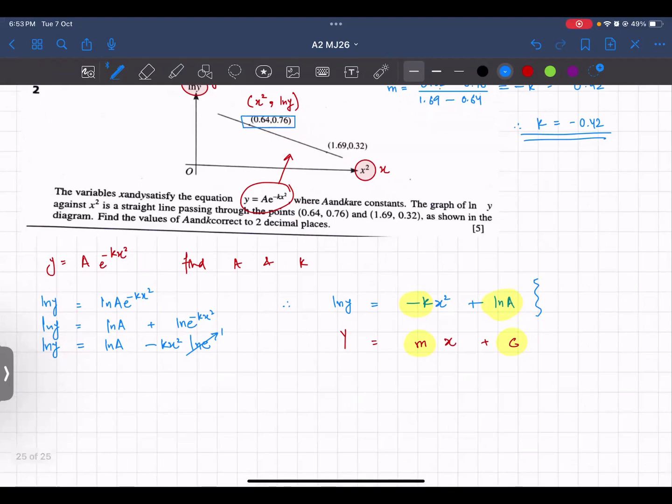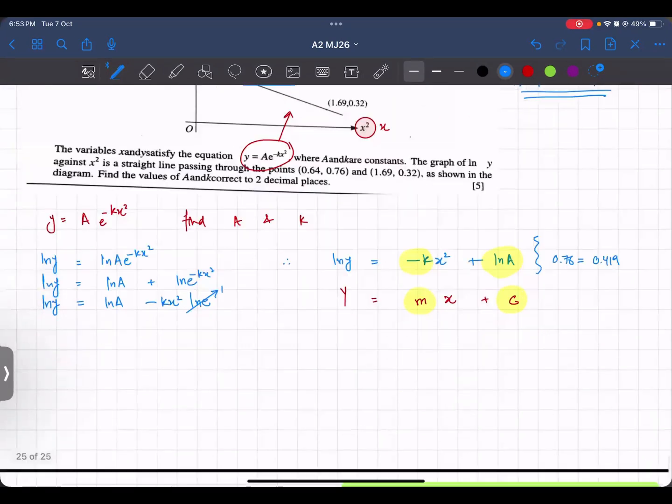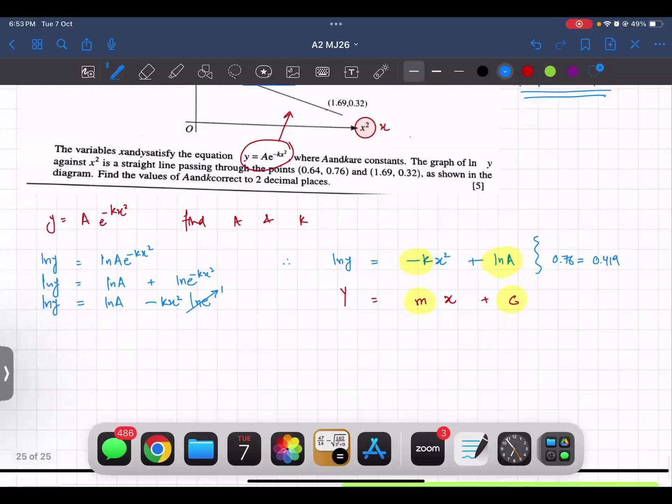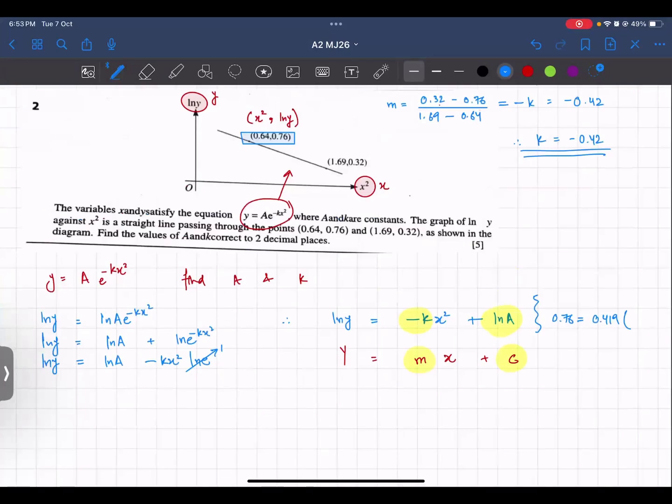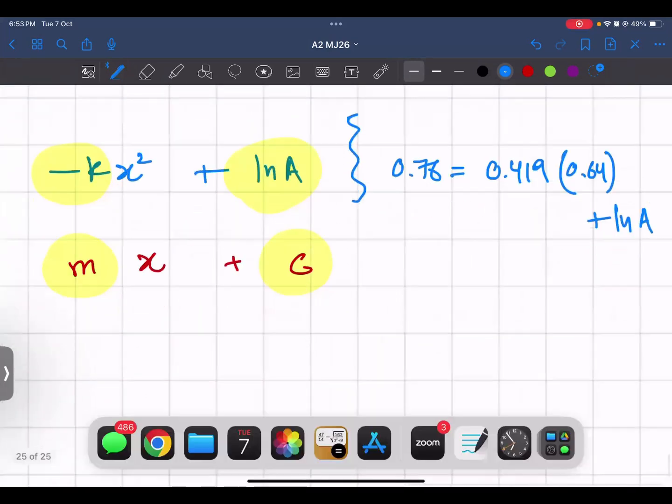So the value of ln y is 0.76. So ln y is equal to 0.76, and minus k, it is 0.419 something, which we found over here, 0.41907 something like that, times x square. The value of x square for that point is 0.64, plus ln a. Now you would move things around and find the value of a.